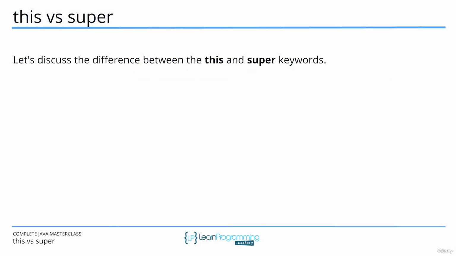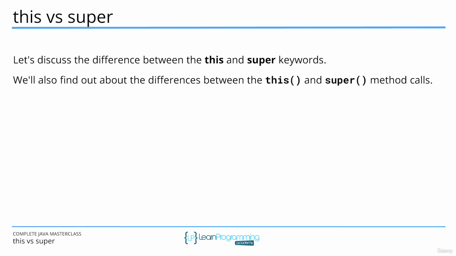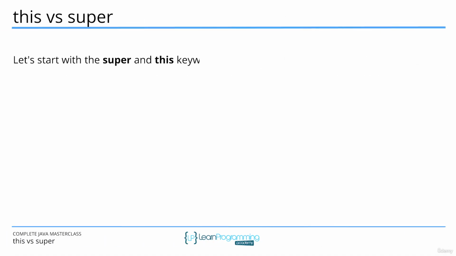Let's discuss the difference between the this and super keywords. We'll also find out about the differences between the this and super method calls, as you can see by adding parentheses on the end. Let's start with the super and this keywords first.